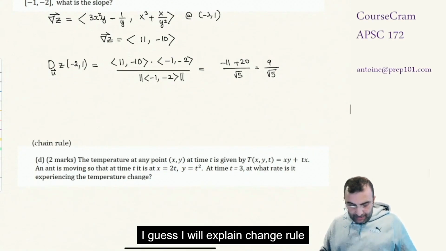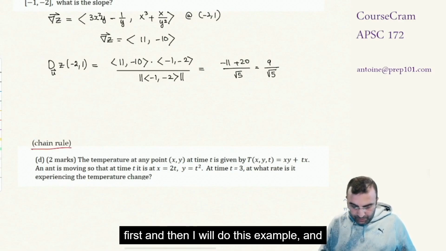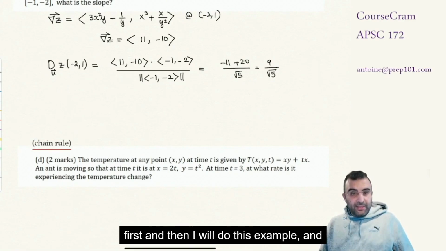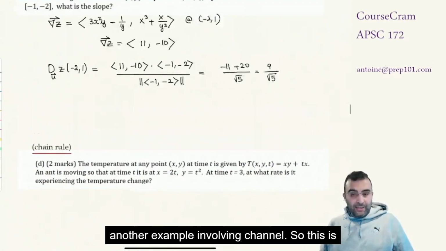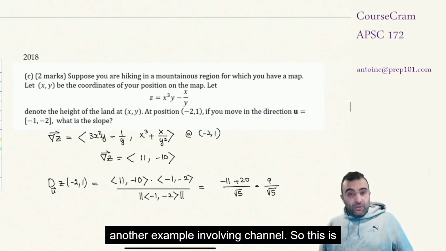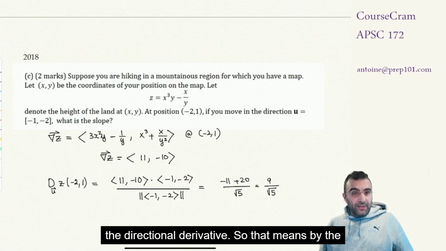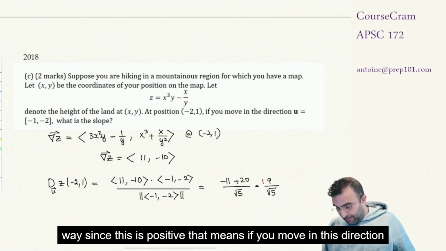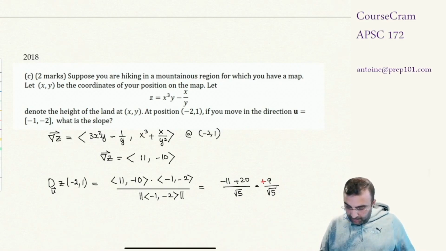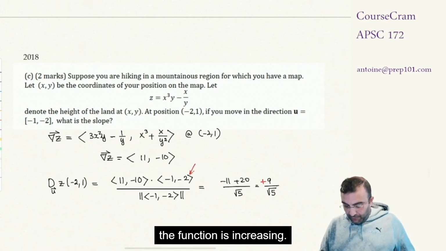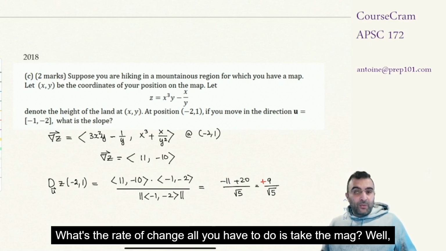I guess I will explain chain rule first, and then I will do this example, and I don't think there's more. So I'll do this example and another example involving chain rule. So this is the directional derivative. So that means, by the way, since this is positive, that means if you move in this direction, the function is increasing.